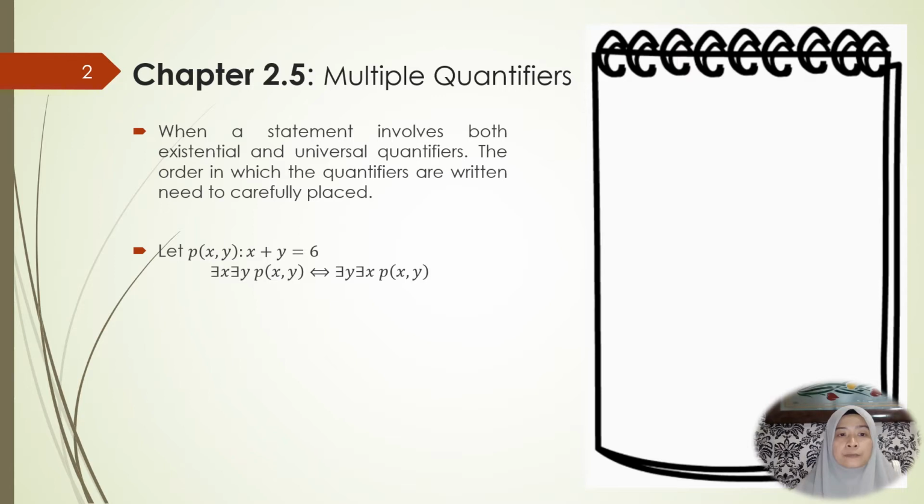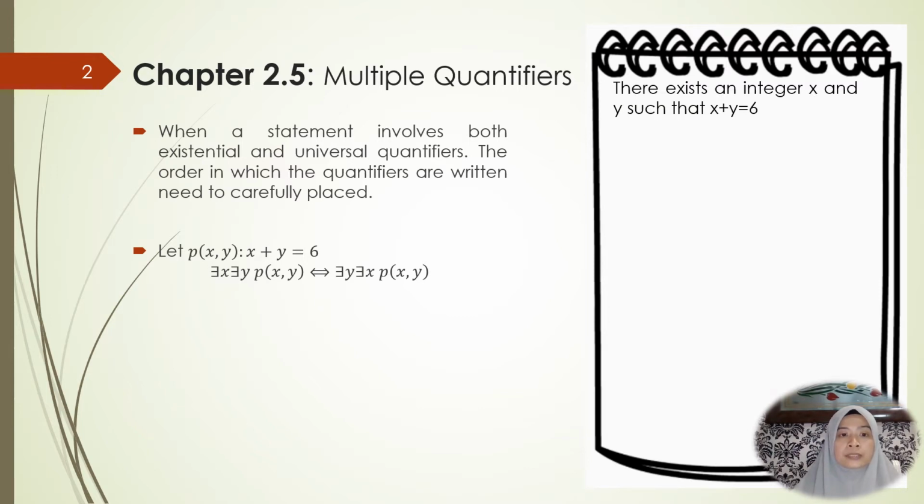be placed carefully. So let's say we have an open statement with two variables, P(x, y), where the open statement is x plus y equals 6. When we have there exists x, there exists y, P(x, y), that statement is logically equivalent to there exists y, there exists x, P(x, y), because they have the same existential quantifier for both x and y.